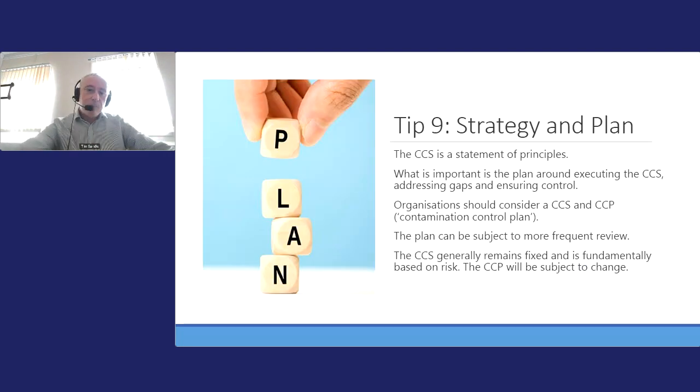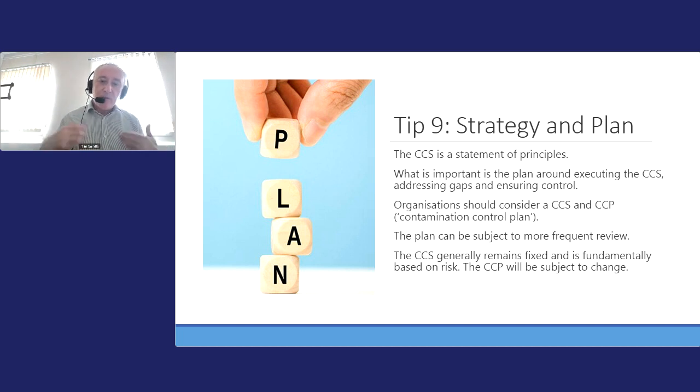Okay, so my final tip is about strategy and plan. We've spoken about the contamination control strategy, and that is an important statement of principles, but we're bound to have gaps, we're bound to have continuous improvement things that we want to do, we're bound to get regular inputs of information from different parts of our feedback loop. So having a contamination control plan as well is really important, because it helps drive those various things that we want to do, helps push us forward.